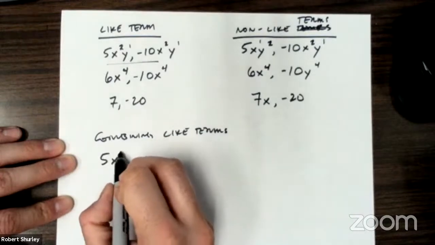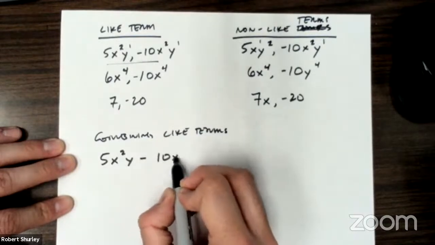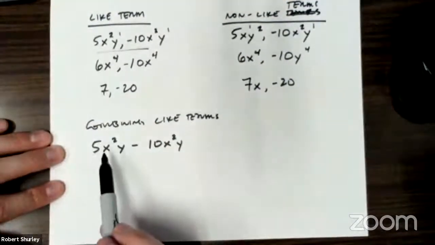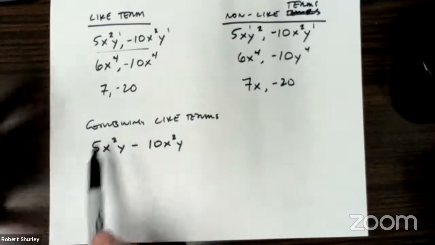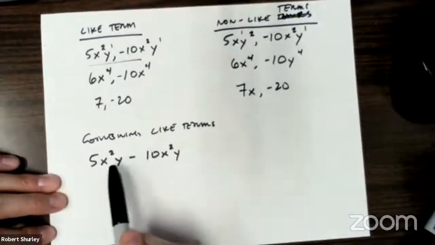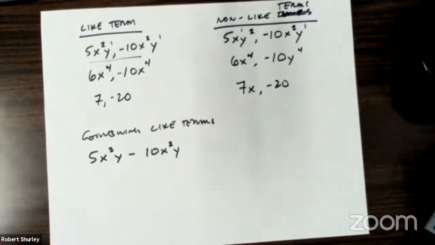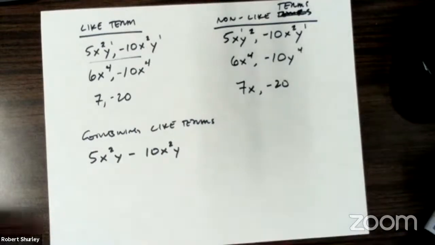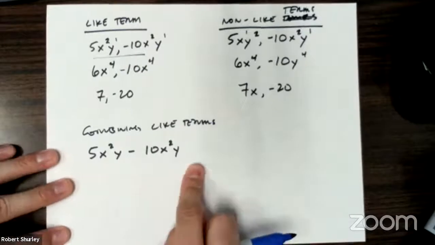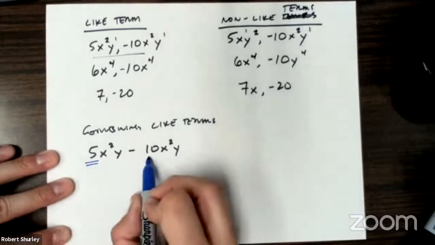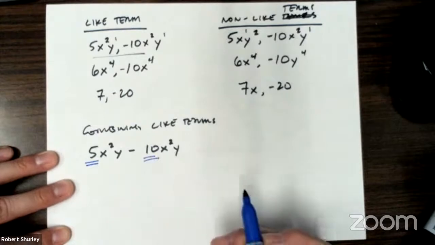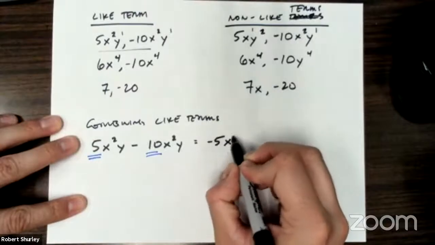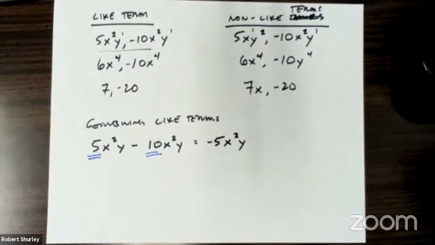So if we had 5x squared y minus 10x squared y, okay? These are like terms, right? We defined that earlier. Same variables raised to the same powers. And if we have like terms, which we do, we want to keep the variables raised to those powers. Let me get another color. I bought a few different colors. There, let's go blue. If we have the same bases raised to the same powers, then all we have to do is add or subtract. For this example, we would subtract the coefficients. So we get 5 minus 10. That equals negative 5x squared y. Okay, negative 5x squared y.